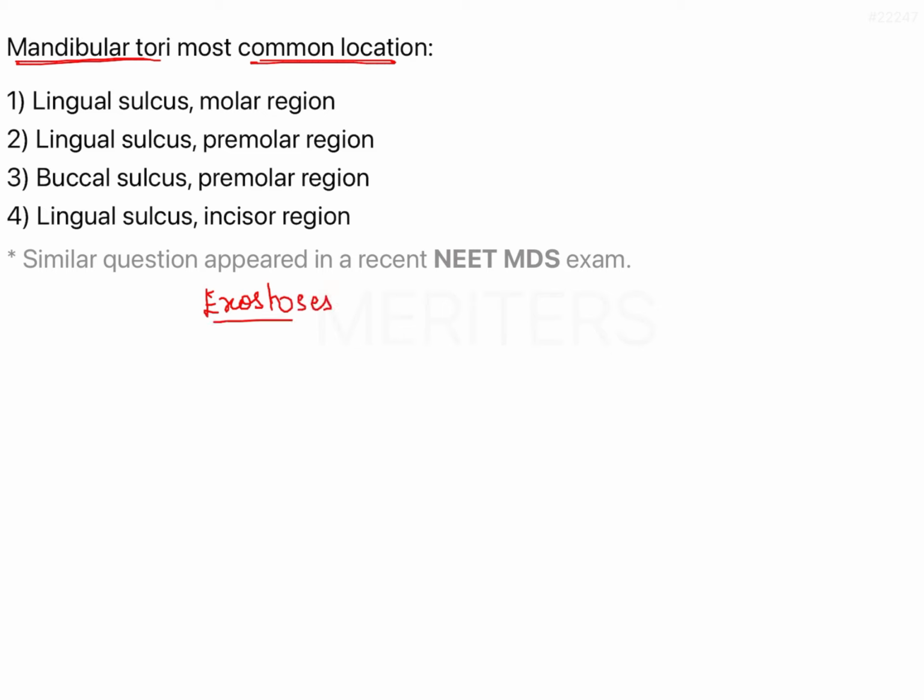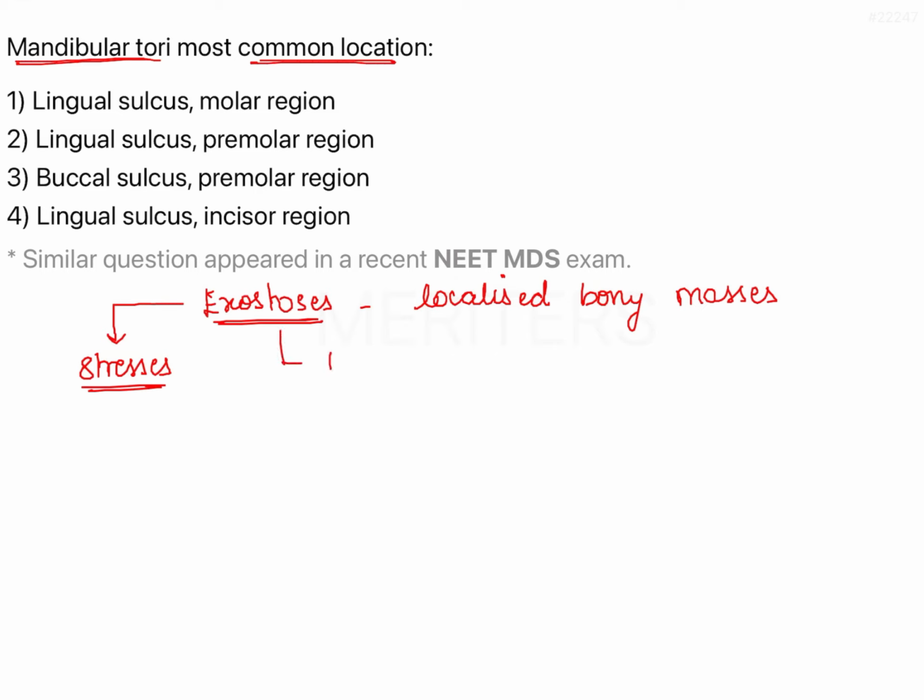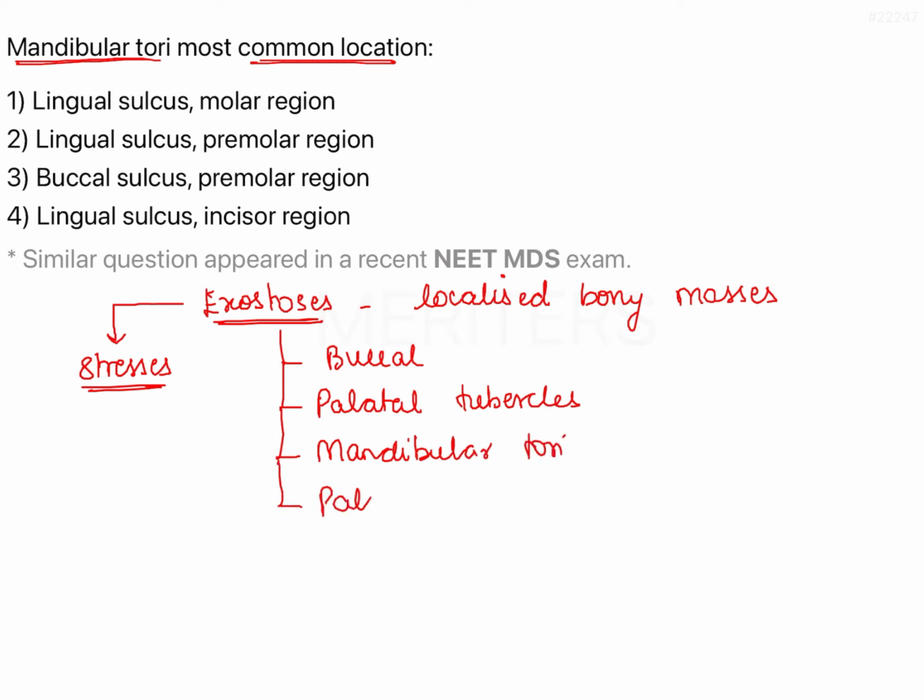So exostoses are nothing but localized bony masses, or localized bony thickenings, or bony protuberances present in the jaws, involving the maxilla and mandible. The exostoses develop as a result of stresses placed on the bone from the adjacent teeth. And there are different types of exostoses based on the location, such as buccal exostosis, palatal exostosis, which is also known as palatal tubercles, and third is mandibular torus and palatal torus.